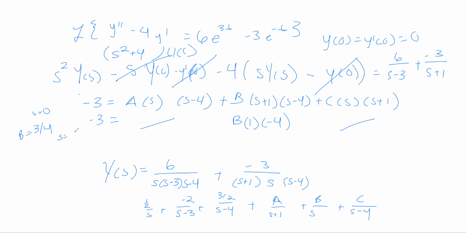Then I'm going to do S is equal to -1. So then I get -3, which this then becomes -1 and -5. This will go away and this will go away. So A is equal to -3/5, because negative and a negative is positive, divided over negative. And then the last one I need to do is plug in 4. So -3 is equal to, that one goes away and this one goes away, and then C times 4 and 5. So I get -3 over 20. Good times.